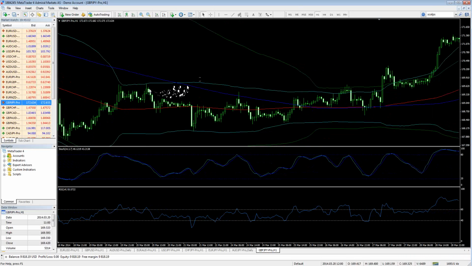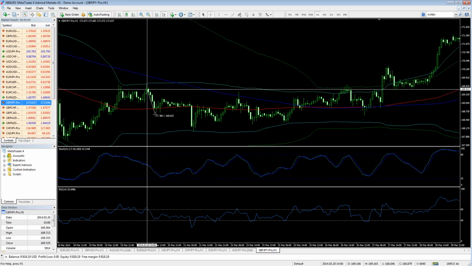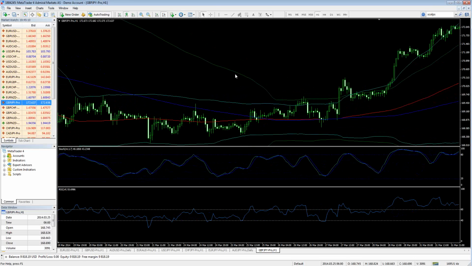And here the final part, a formation of a shooting star. Again, we would have been very successful, and here a perfect shooting star. Again, a successful trade to the downside. Okay, you see here, shooting star. Now I think I have shown you how this method works.